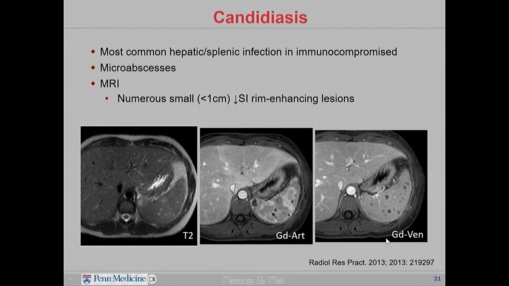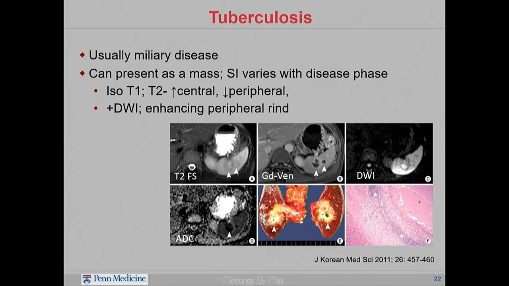Another thing I couldn't find, like candidiasis. So classically, you have microabscesses in the liver and in the spleen, and you're going to have numerous small lesions that are T2 bright, non-enhancing, and sometimes with peripheral rim enhancement, so microabscesses and candidiasis. And that's going to be the most common infection in immunocompromised patients.